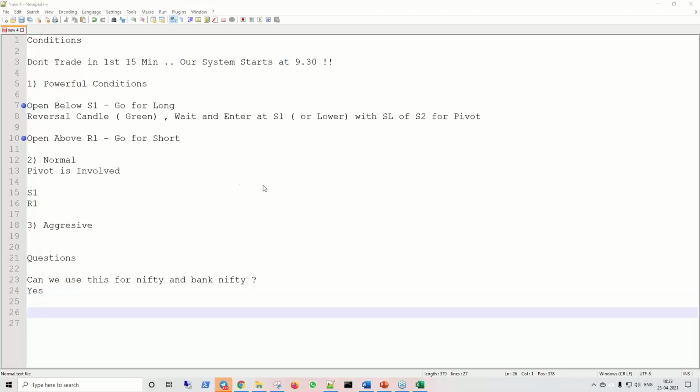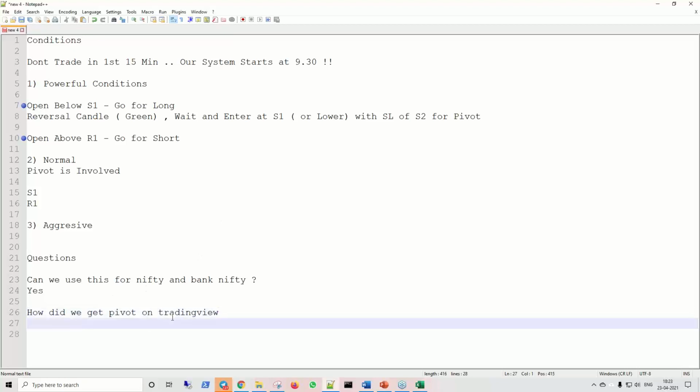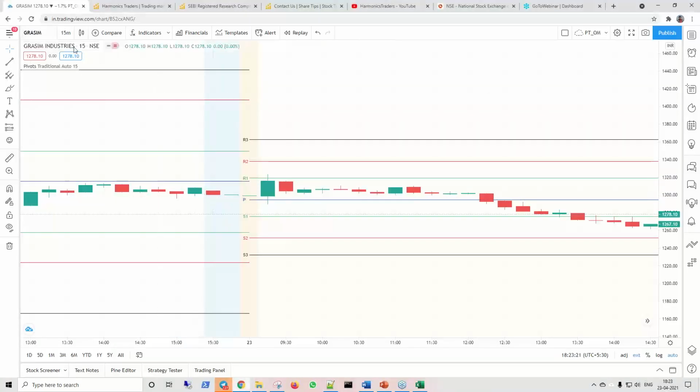How do we get pivot in TradingView? Just go here, bro. In the indicators, just click on indicators, and it will ask you to search. Just select Pivots Traditional Auto. Okay.